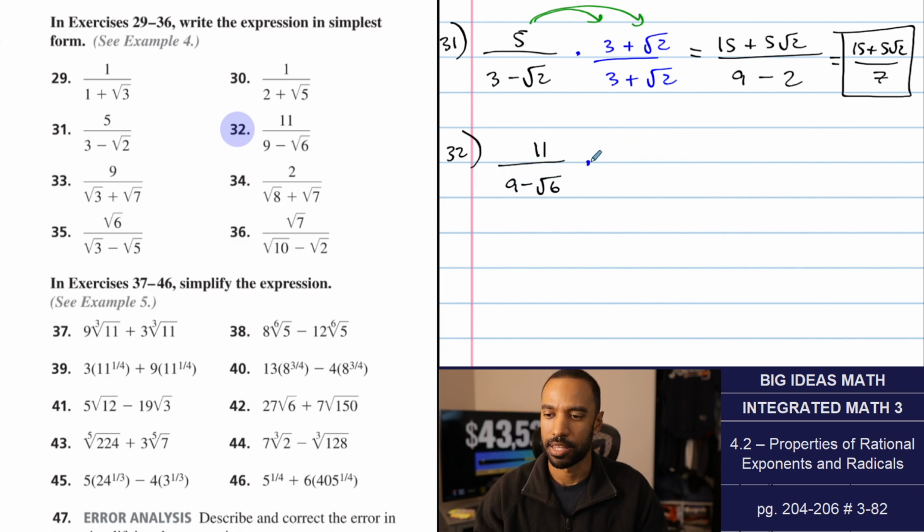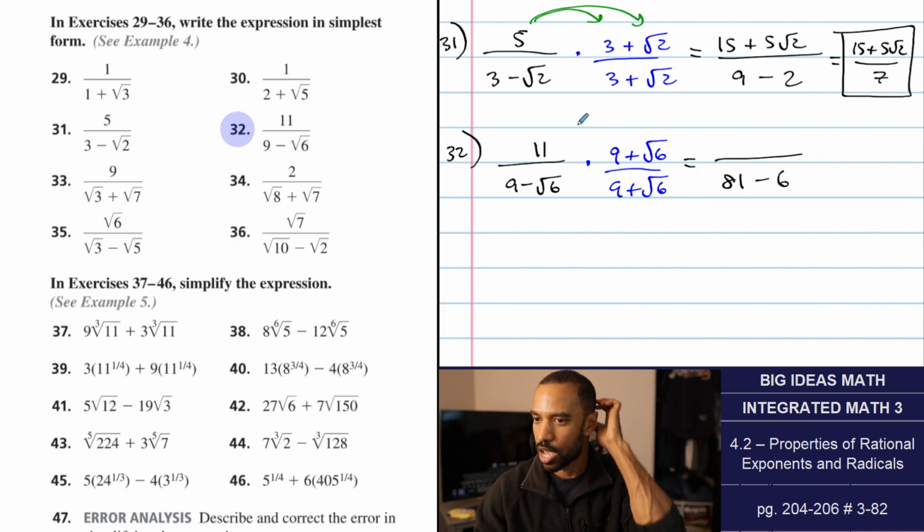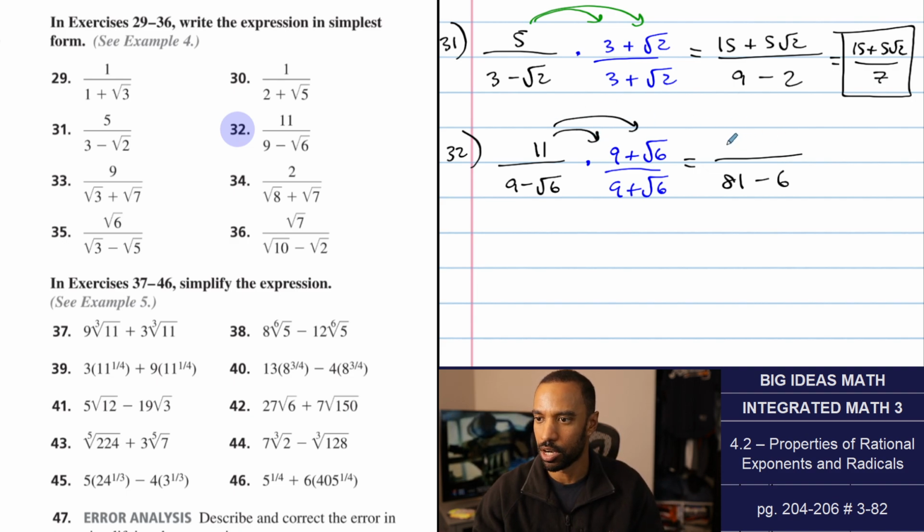Let's multiply by its conjugate on the bottom. 9 plus root 6 over 9 plus root 6. Get our difference of two squares effect of 9 squared minus root 6 squared, which is 81 minus 6. And on top, 11 distributes into these two here. We get 99 plus 11 root 6.